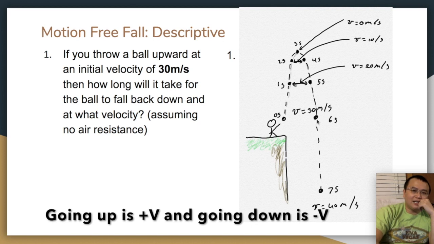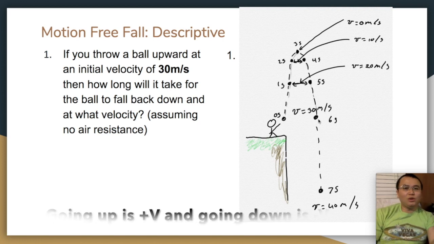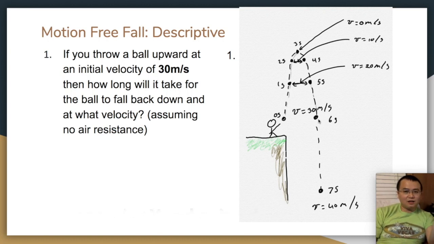So during the sixth second it is 30 meters per second. So when you throw it up, the initial velocity is 30 meters per second. When it's about to hit your hand again, that is also 30 meters per second. Okay, but overall the total trip is 6 seconds.